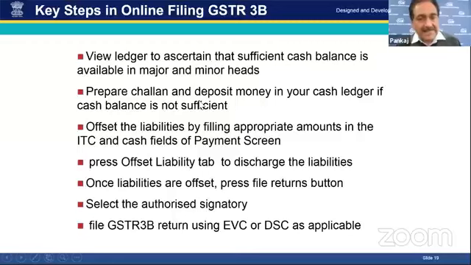You have to enter the liabilities, in what ratio or to what extent you are discharging your tax liability, what portion by ITC and what portion by cash payment by utilization of the balance available in the electronic cash ledger available to you. So you will have to press the offset liability tab to discharge the liabilities. And after entering the correct values, you can offset your liabilities.